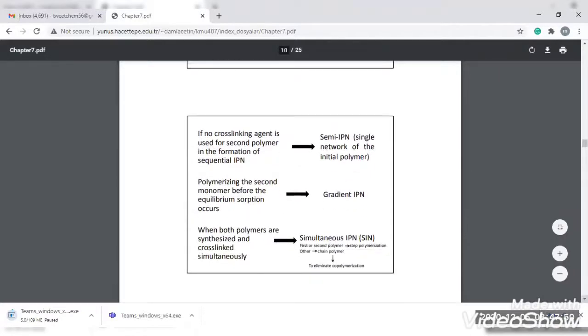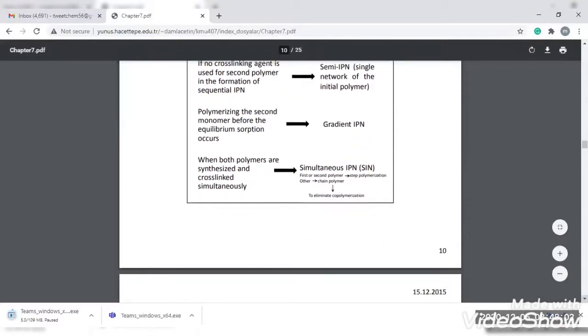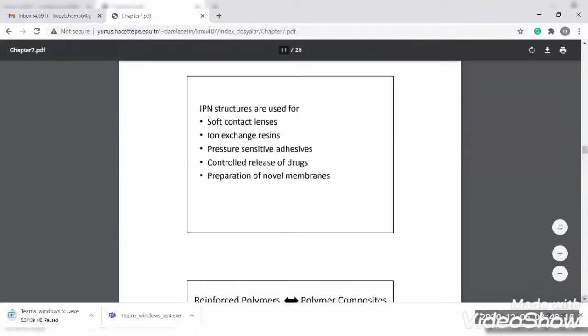If no networking agent is used for the second polymer in the formation of the sequential IPN, then a semi-IPN, a single network of the initial polymer, will be formed, and polymerizing the second monomer before the equilibrium sorption occurs gives the gradient IPN. When both polymers are synthesized and cross-linked simultaneously, then a simultaneous IPN is formed, and the first and second polymers form by step polymerization, independent of each other and the chain polymerization, to eliminate co-polymerization. These are formed. And IPN structures are used for soft contact lenses, ion exchange resins, pressure sensitive adhesives, controlled release of drugs, and the preparation of novel membranes.